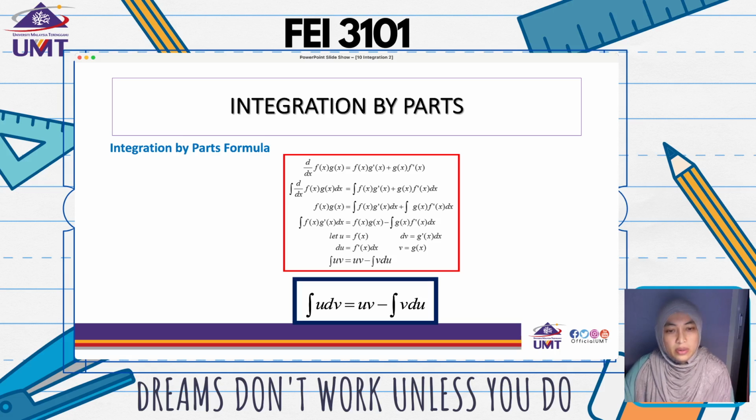Okay, I'm not going to bore you with this, because in the questions I'm not going to ask you to give me the derivation of the integration by parts formula. No, you need to memorize only this: the integral of u dv equals uv minus the integral of v du. Okay, so now an example.